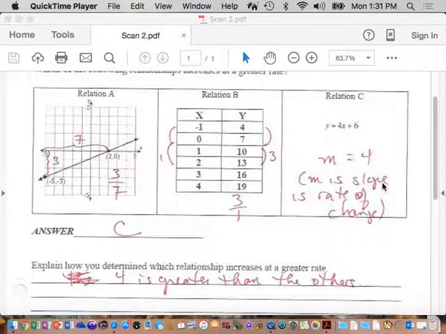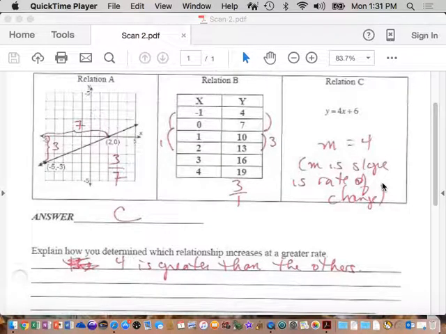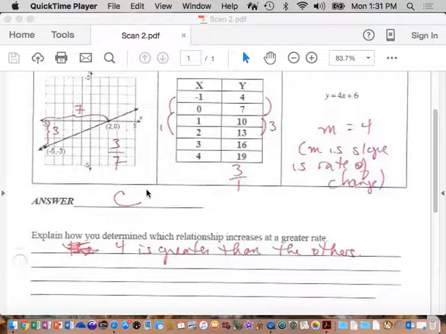Wait, I wrote that though, and I still got a 75. Right, because now I needed to see this one and this one. Each one of these was worth 25. So if either of these was wrong, you lost the points for the one that was wrong. Then it goes to the answer for C. What you need to say is basically that this rate of change here is larger than either of these two. So in my case, I wrote 4 is greater than the others.